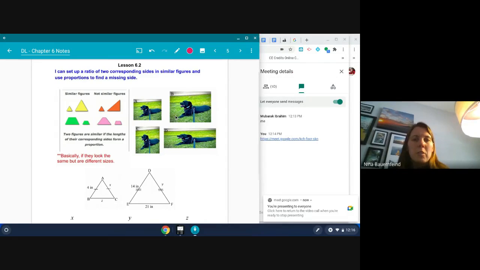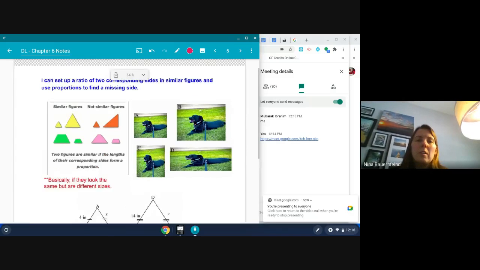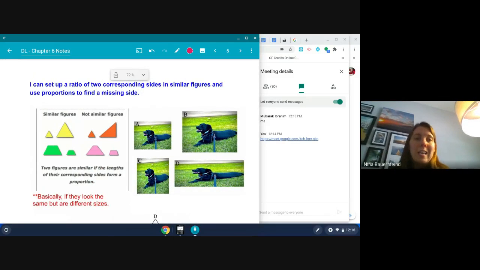But 6.2 is about ratios and similar figures. So the goal here is for you to be able to say, I can set up a ratio of two corresponding sides in similar figures and use proportions to find a missing side. That sounds so complicated, you guys. Trust me, it's not as bad as it sounds.